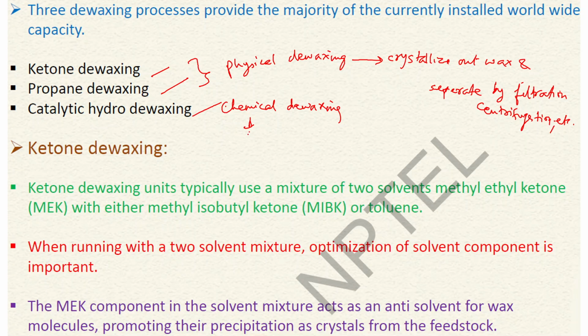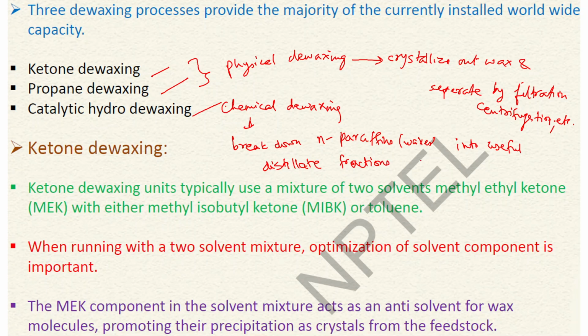Whereas in the chemical dewaxing, what we do is we either break down long N paraffins, mainly waxes, into useful distillate fractions, or isomerize them to isoparaffins, which aid in pour point reduction.